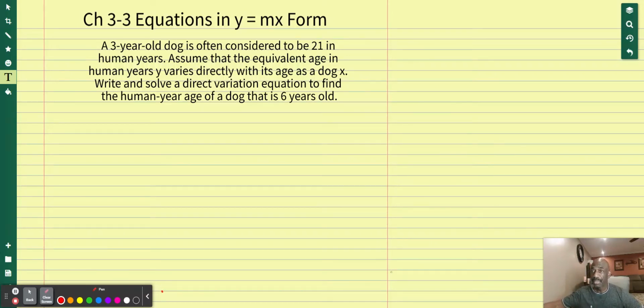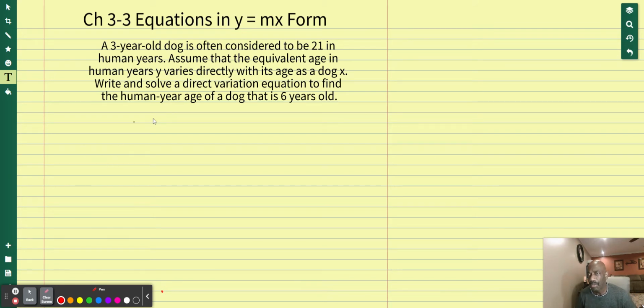All right, this is still chapter 3-3, equations in y equals mx form. What we're going to do is an example of direct variation. I'm going to do one example of those. It's not that difficult, but there are a few steps in there that I want you to be aware of. So let's get right into it.